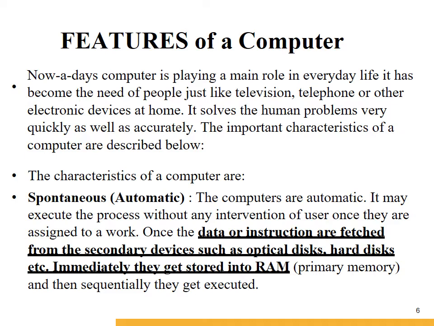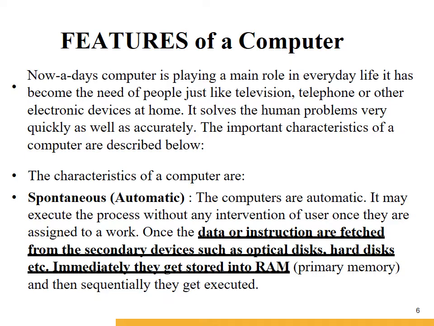Now which one is the first feature? Spontaneous or automatic. Computers are automatic machines because once started a job, they carry on that job until the job is finished without any human assistance. So computers are also called automatic in operations. It means once the data and information are fed into a computer, it processes the data on its own. A computer manipulates the data according to the instruction fed into the computer.